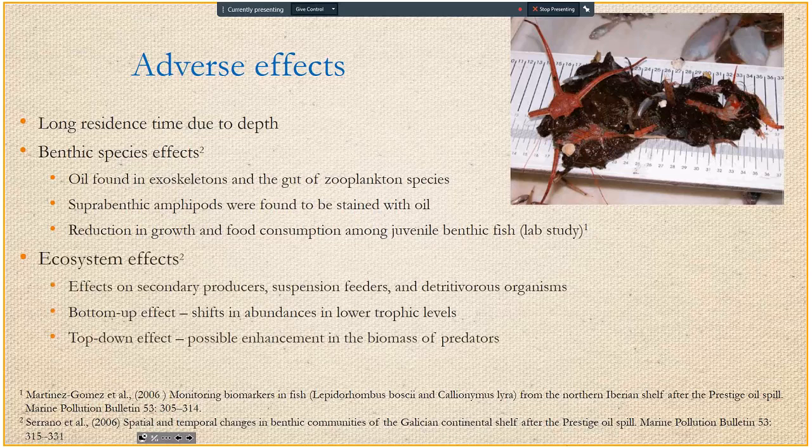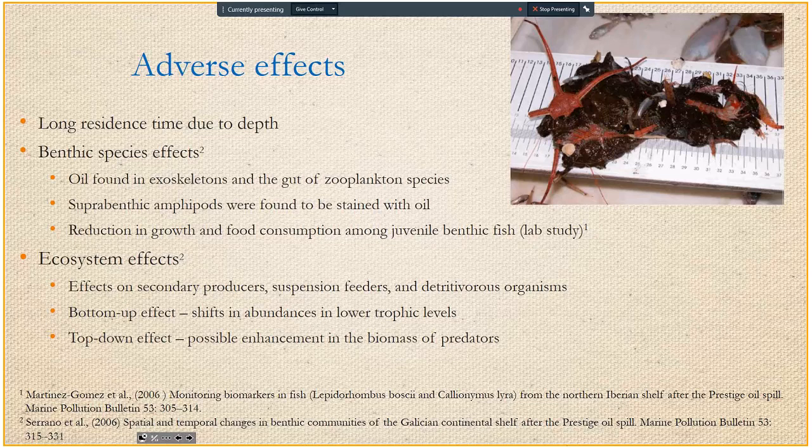This turned out to have this ecosystem effect where what really was happening was secondary producer species, suspension feeders, and those organisms that feed on the suspension feeders were actually the ones that were being impacted the most. And this led to this two-tier impact on the ecosystem, where there is this bottom-up effect where all the benthic organisms have shifted. There was a change in the abundance of the lower trophic level organisms to more of a hydrocarbon-degrading bacteria and other sorts of species, and then other bottom-dwelling fish were actually moving in because the food sources were actually changing as well.